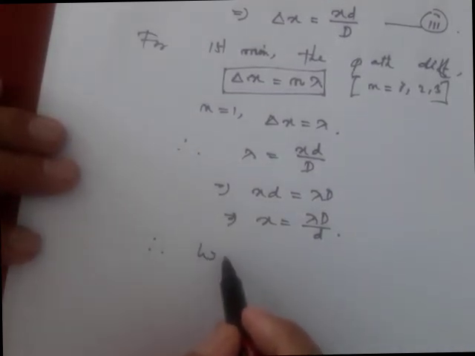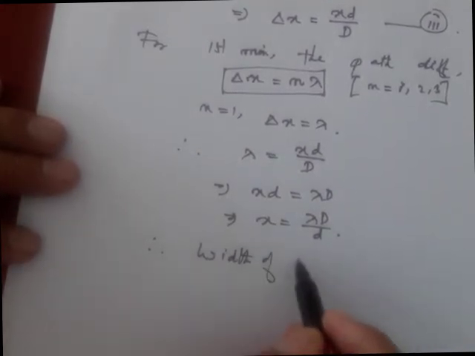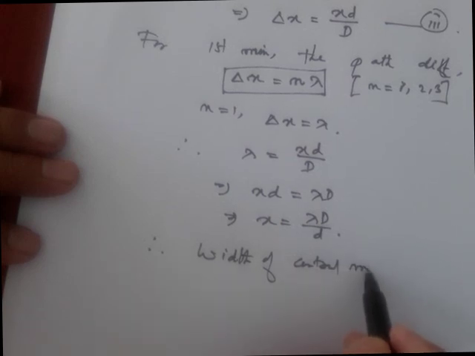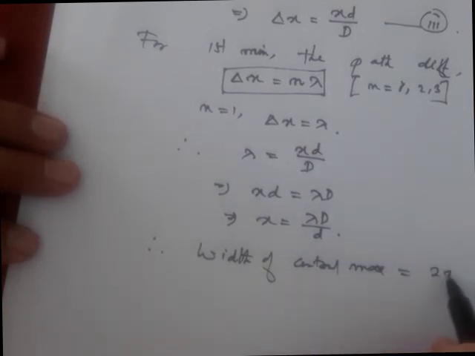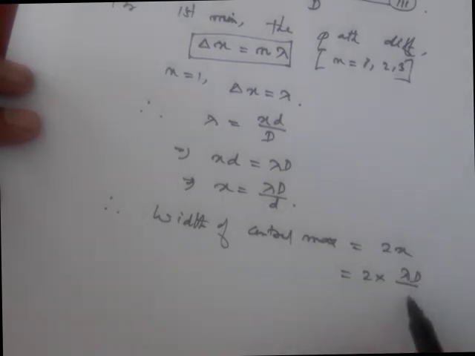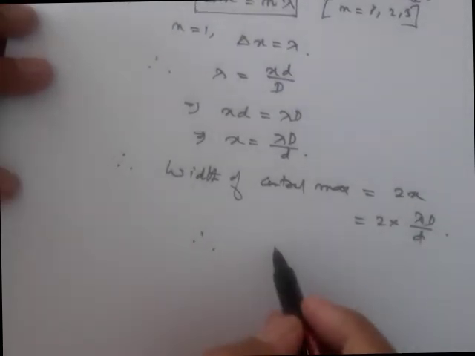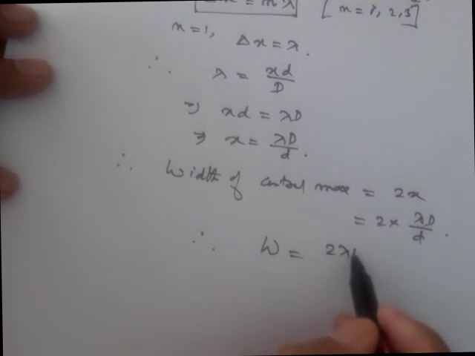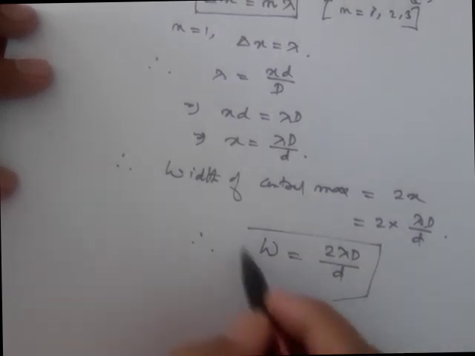Therefore the width of the central maximum now becomes twice x, as I told you. So 2 into x is 2 lambda D by d. Therefore the final width is twice lambda D by d. This is the equation.